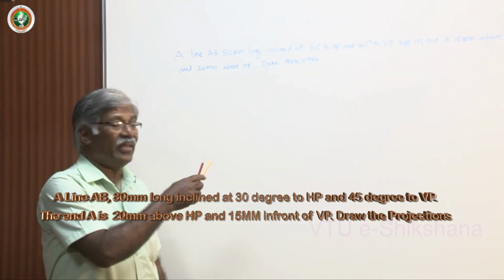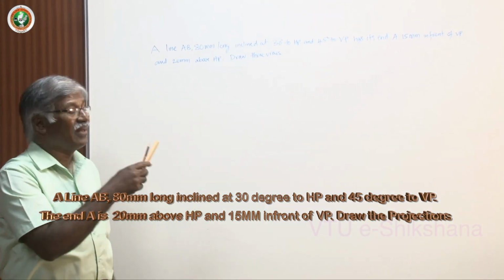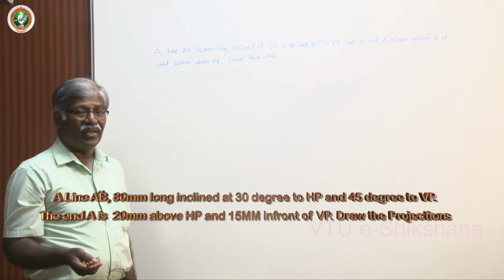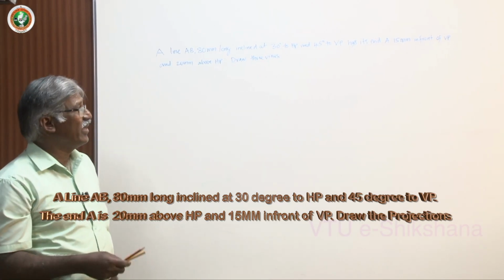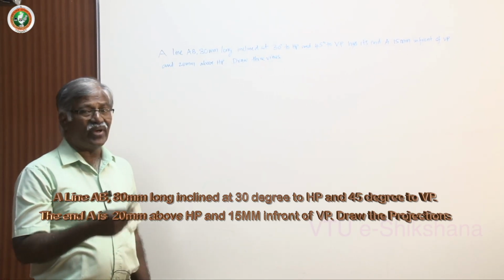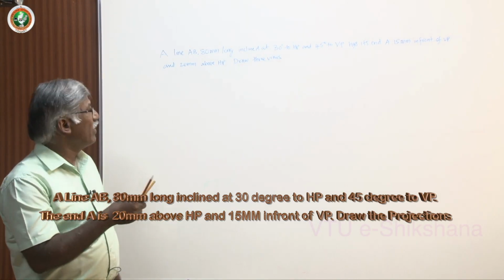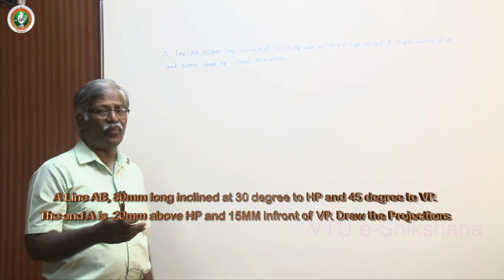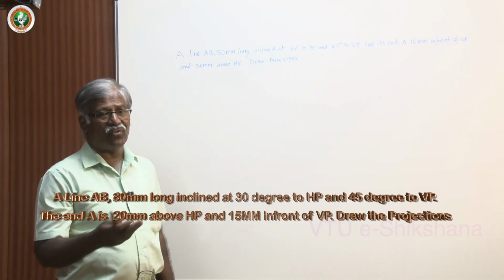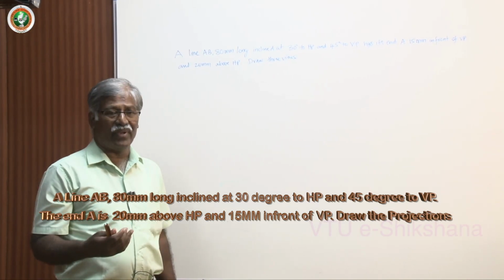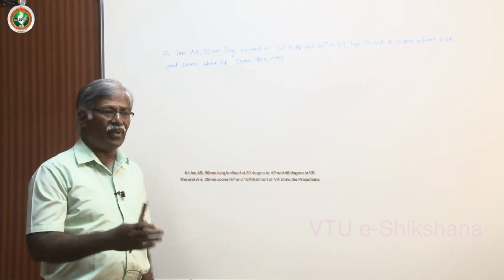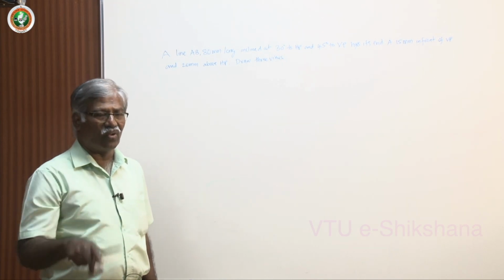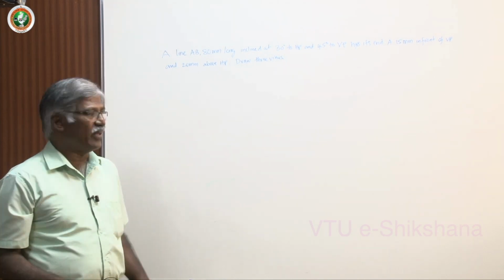A line AB 80 mm long, inclined at 30 degrees to HP and 45 degrees to VP, has its one end A 15 mm in front of VP and 20 mm above HP. Draw three views. Normally, three views means front view, top view, and side view. At your wish, you can keep the left view on the right plane or the right view on the left plane. Preferably, we go for the left view on the right plane because of continuity of direction and also easy space management.